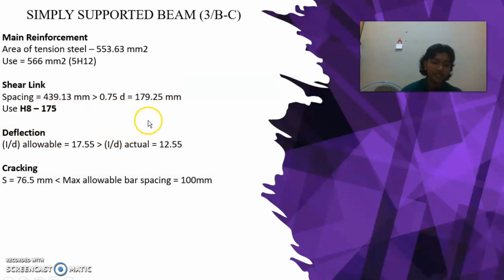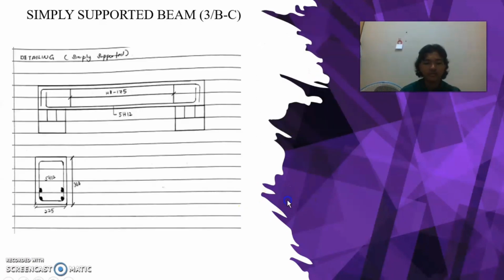Next, the deflection. The L/D allowable is greater than L/D actual, so it is okay. The allowable is 17.55 while the L/D actual is 12.55. Lastly, for the cracking, the S is 76.5, which is lower than the maximum allowable bar spacing, which is 100 mm, so it is okay. Next, this is the detailing of the simply supported beam 3BC. The shear is H8 170 and main reinforcement is 5 bar of H12.